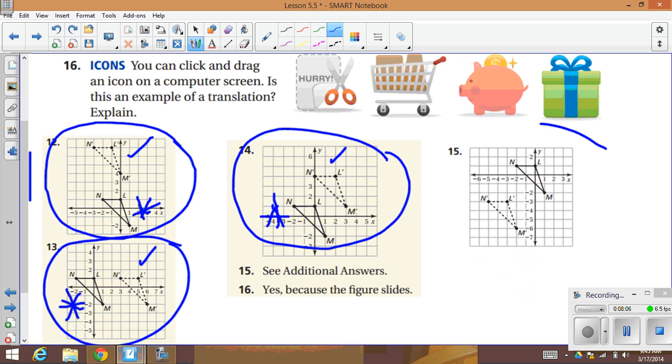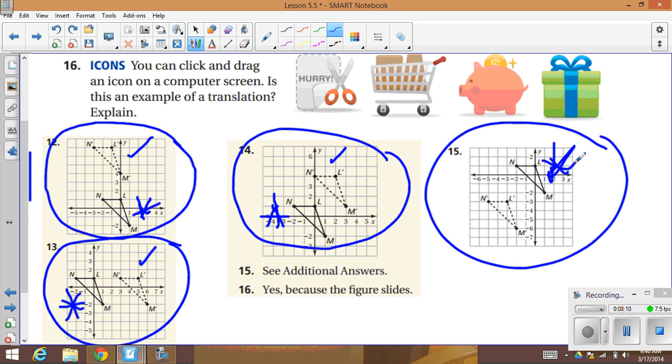And here's number 15. Again, this is the original right here, and this image below is the new image because of the primes. L is found at negative 3, negative 3. M is found at negative 2, negative 6. And N is found at negative 5, negative 3 for N prime.